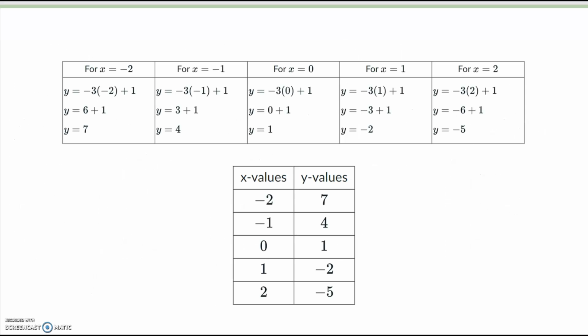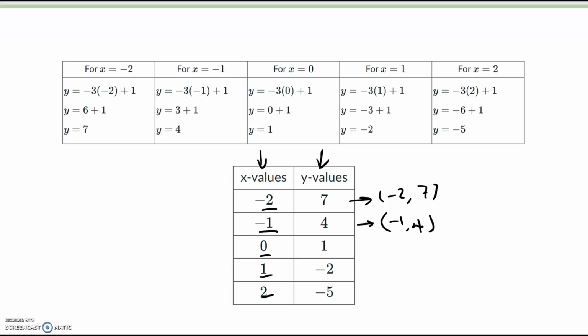Alright, now notice this is all my calculations for x is equal to -2, -1, 0, 1, and 2 written out just a little bit better. And so I already had chosen my x values, and these are the y values that I got from plugging in each one of these x values. So I just put them into the table. And from here you can make your ordered pairs.